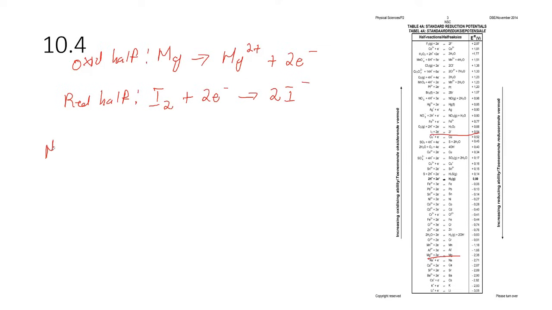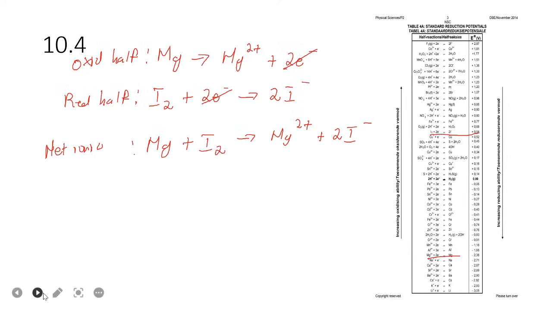Now the net ionic equation. As we can see, the number of electrons are balanced. They're all the same in both half reactions. So that means we can just cancel them off like that. So we have Mg plus I2 to give us Mg2 plus and then 2I minus, right? So just like that, you have your net ionic equation, right? Awesome.